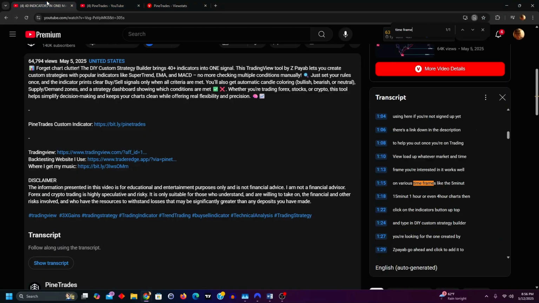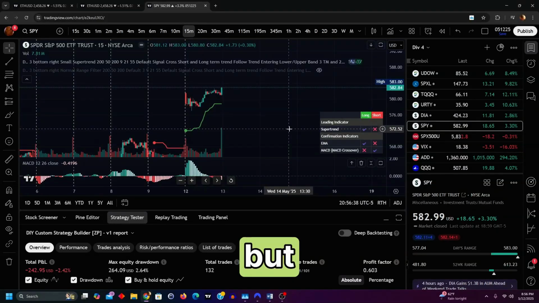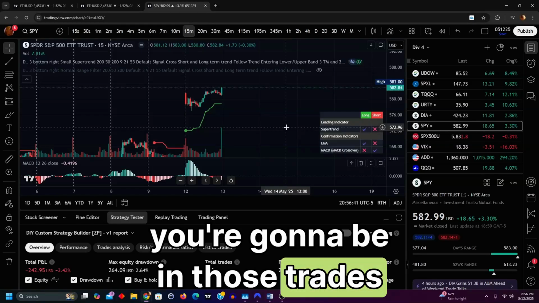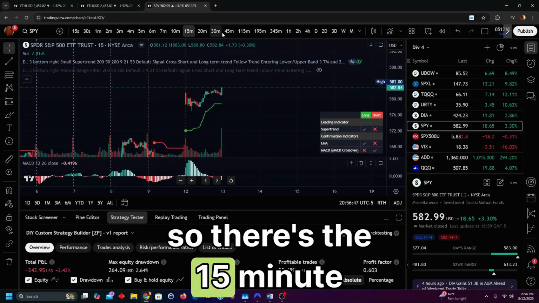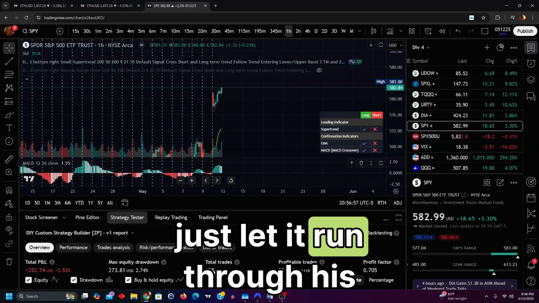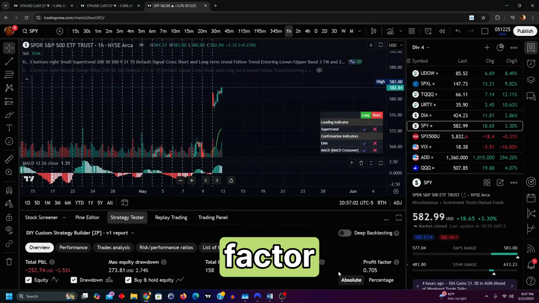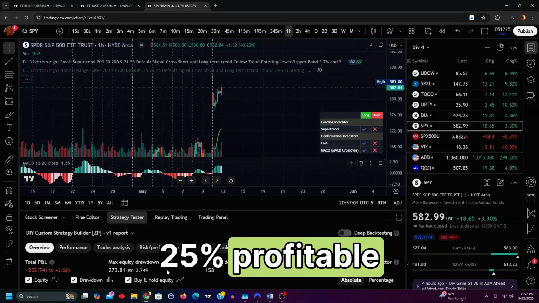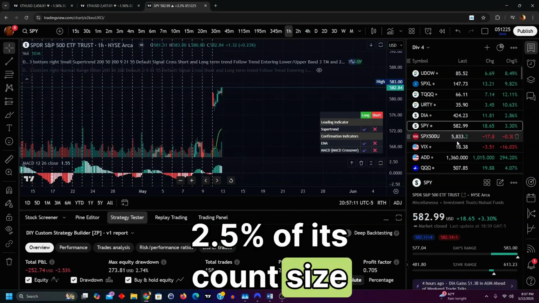But we can actually go through this, and of course any trend following strategy on a large enough time frame does okay, but you're going to be in those trades for weeks if not months, right? So there's the 15-minute, so the 1 hour, just let it run through its calculations. Yeah, it's terrible. It's got a 0.7 profit factor, 25% profitable, and it's lost 2.5% of its account size, right?